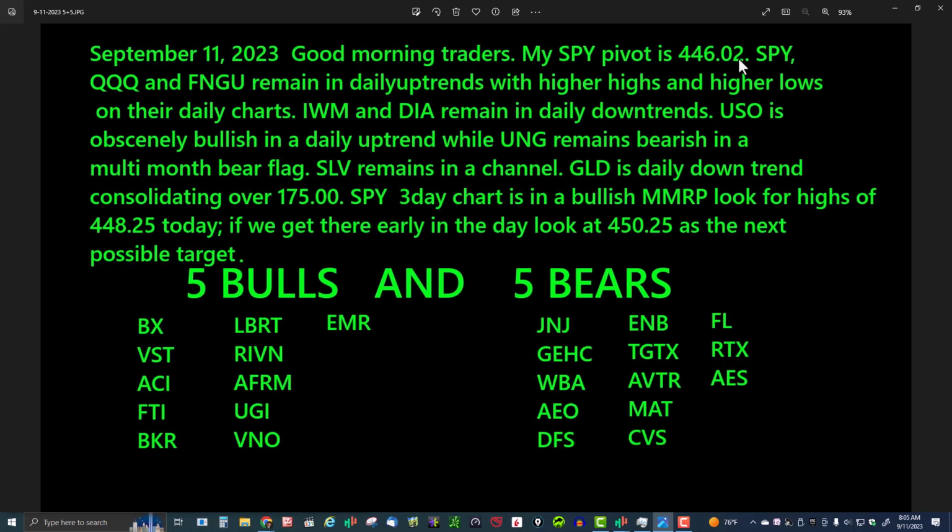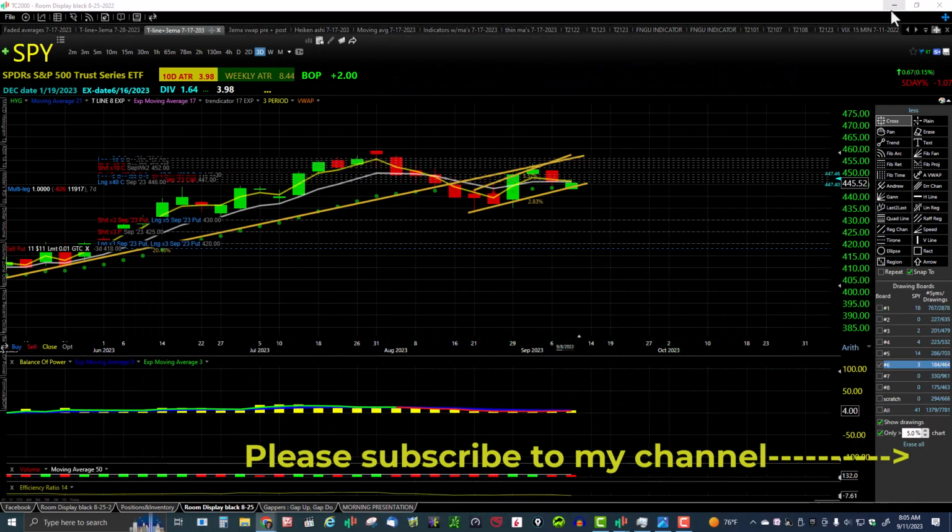SPY 3-day chart is in a bullish MMRP. Look for highs of 448.25 today. If we get there early in the day, we'll see if we even get there. We're going to look for 450.25 as the next possible target. So we'll see what happens. Let's go look at some charts.